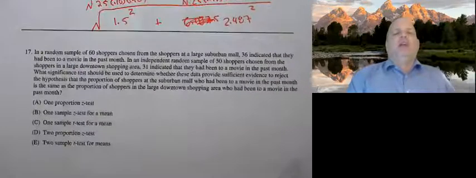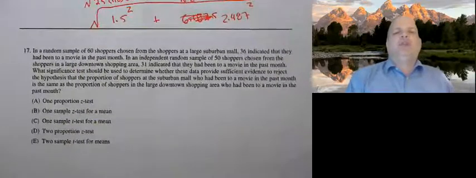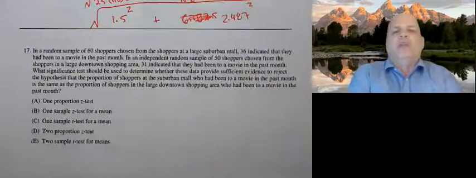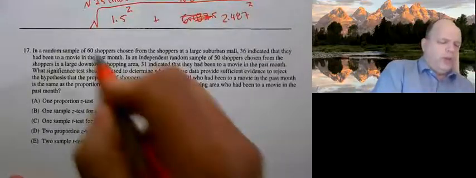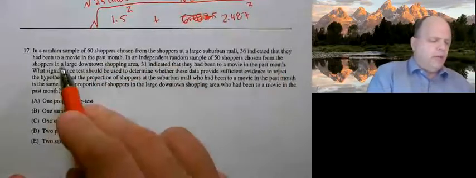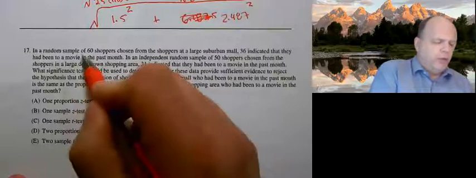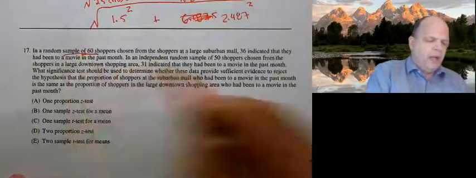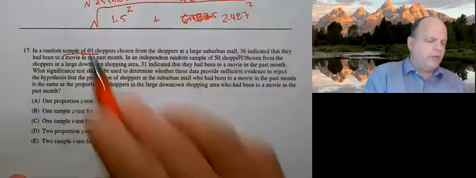Number 17: in a random sample of 60 shoppers chosen from the shoppers at a large shopping mall, 36 indicated that they'd been to a movie in the past month. So we have a sample of 60 and 36. So we have 36 out of 60.